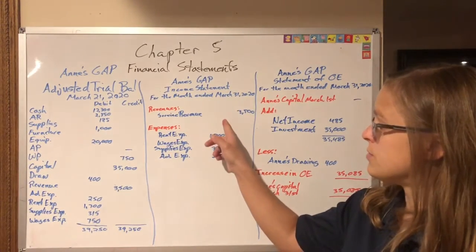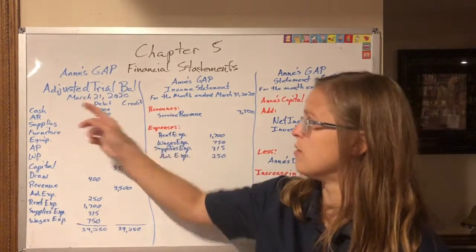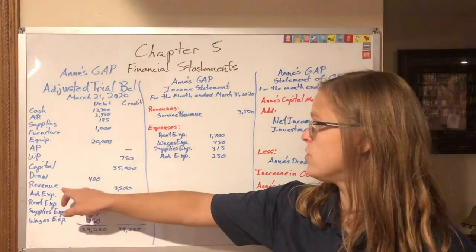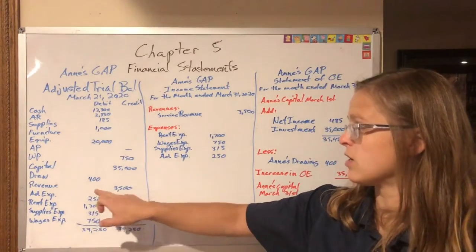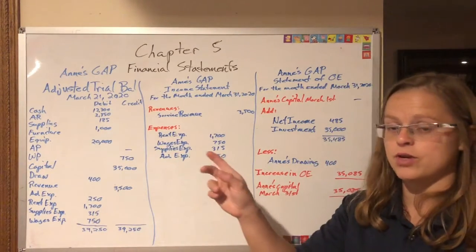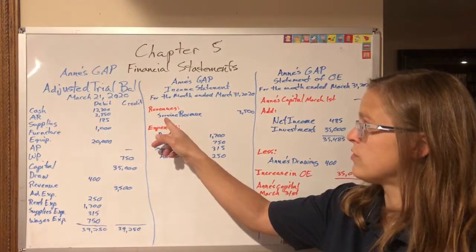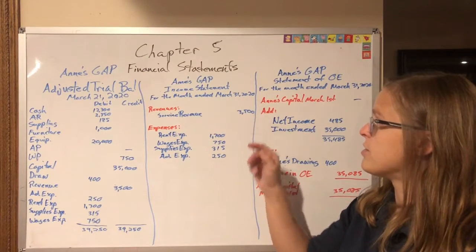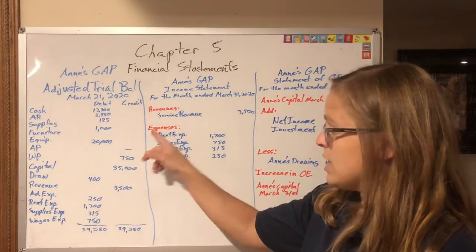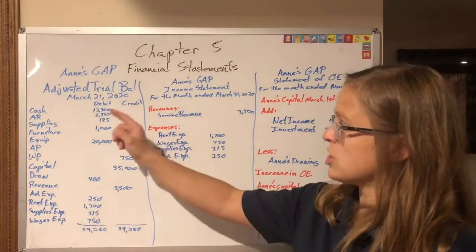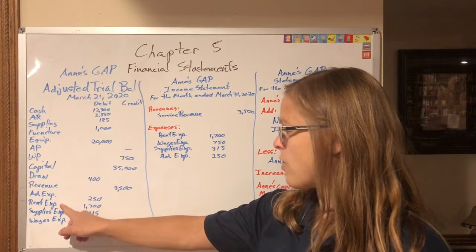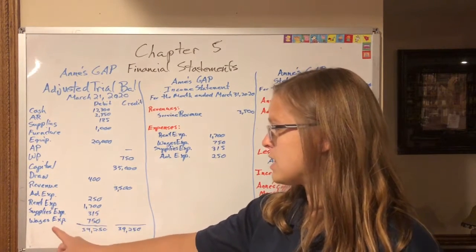All right, so if we look back at the adjusted trial balance of Greater Athletic Performance, we see that Ann had revenue of $3,500, so $3,500 in service revenue. So we take that revenue and we put it to the income statement. So we have service revenue here, $3,500, and it's shifted to the right because it's a credit. Then we list our expenses. So we look back at the adjusted trial balance and we see our expenses. So we have advertising expense, we have rent expense, supplies expense, and wages expense.